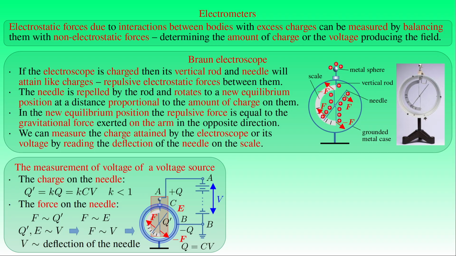The scale of the Braun electroscope can also be calibrated by applying known voltages to the instrument, so that the electrometer could directly measure voltage. The range of operation of such devices is between 100 volts to 10,000 volts.